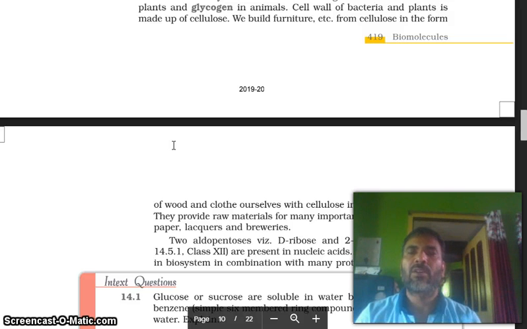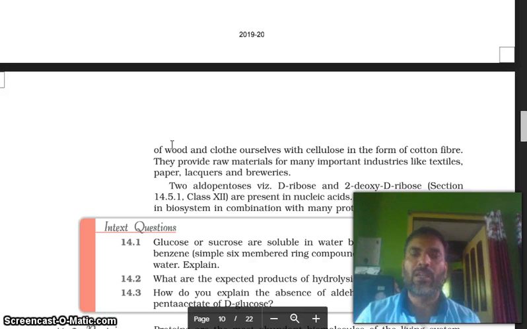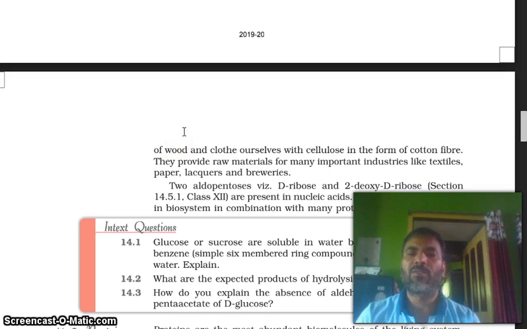We build furniture etc. from cellulose in the form of wood and clothe ourselves with cellulose in the form of cotton fiber. They provide raw material for many important industries like textiles, paper, liquors and beverages.